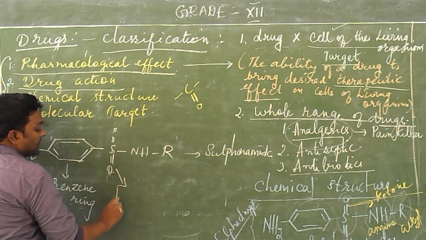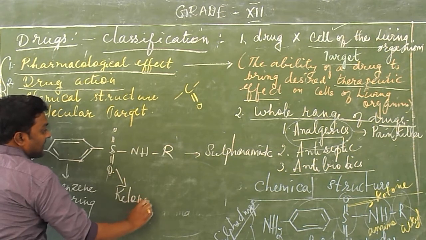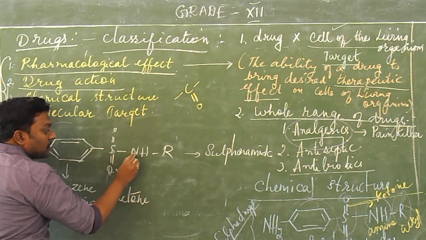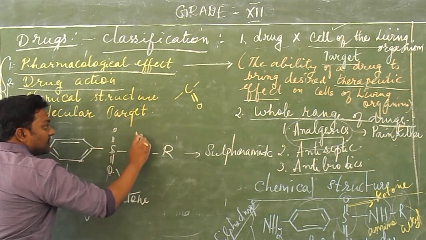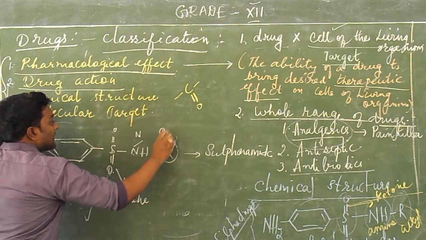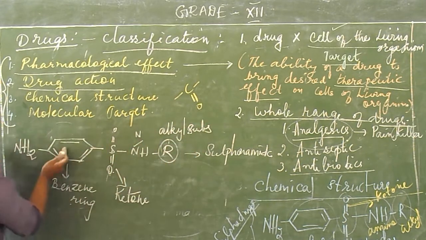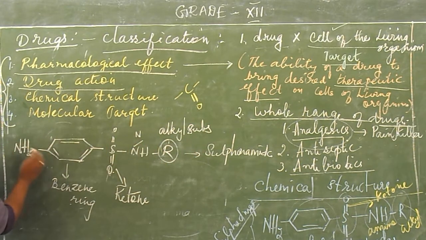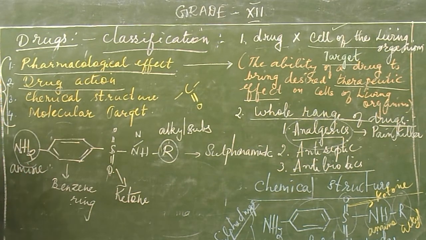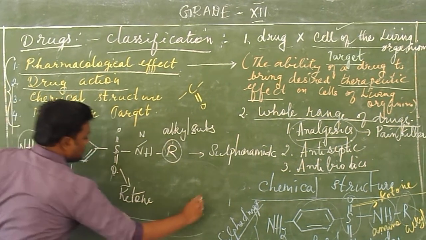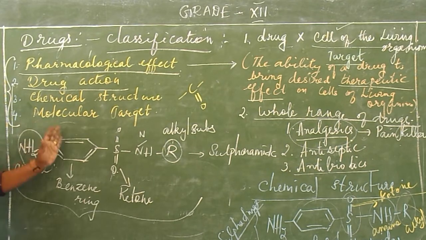So this we call a ketone attachment. And sulfur is bonded on the other side with nitrogen and an alkyl substituted group. On the other side, the benzene is attached to the amine. Okay, so this is the structure of the sulfonamide.